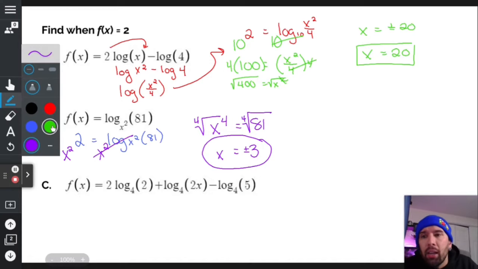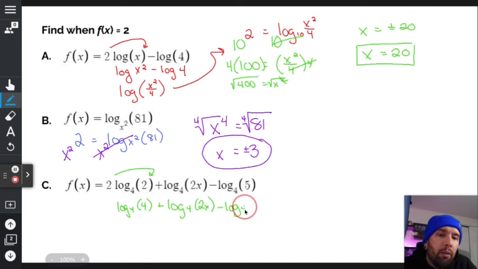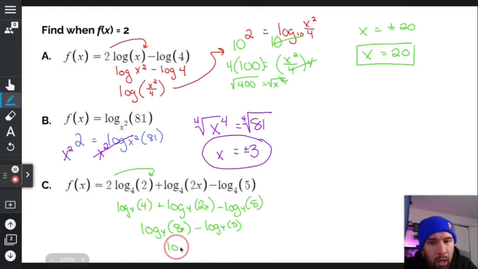All right, let's combine these guys. Very similar to A, just with a few more steps. Make the 2 an exponent, so it becomes log base 4 of 2 squared, which is 4, plus log base 4 of 2x, minus log base 4 of 5. When you add logs of the same base, multiply the inside. So this becomes log base 4 of 4 times 2x, which is 8x, minus log base 4 of 5. When you subtract logs of the same base, divide the inside. So this becomes log base 4 of 8x over 5.